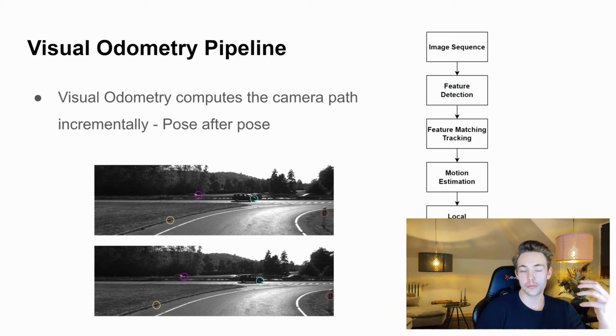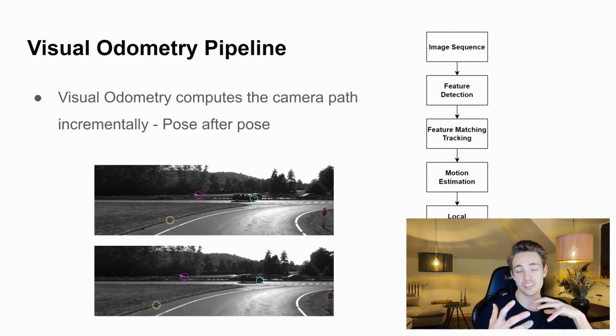Then we can do some local optimization. We can do bundle adjustment on the frames that we're calculating, but also on our camera poses, which we're going to talk about later on in another video. So how we can optimize those points and camera poses that we find with visual odometry.